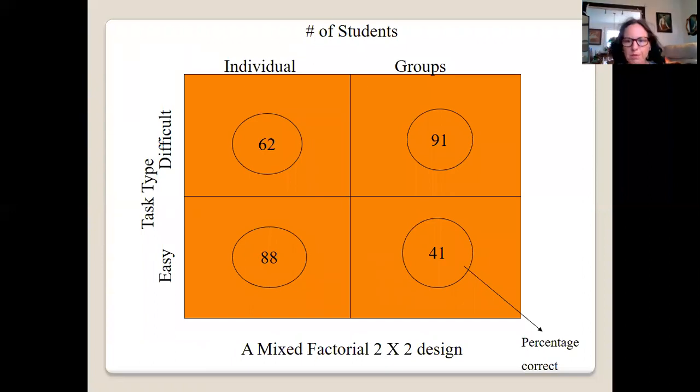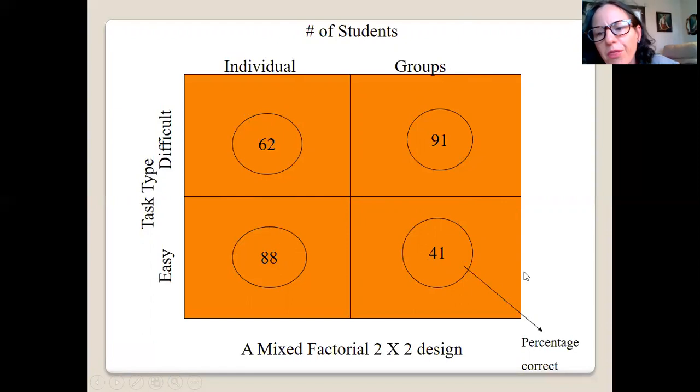So as you remember, students are going to work individually, and then the same students are going to work in groups here. And then the task type, we're going to have a difficult task here, and then an easy task here. But now let's remember that the people who work on difficult tasks are a different group of people than work on easy tasks. These are the same. First they work as individuals, and then they work as groups. But only one group does the difficult task, and another group altogether does the easy task.